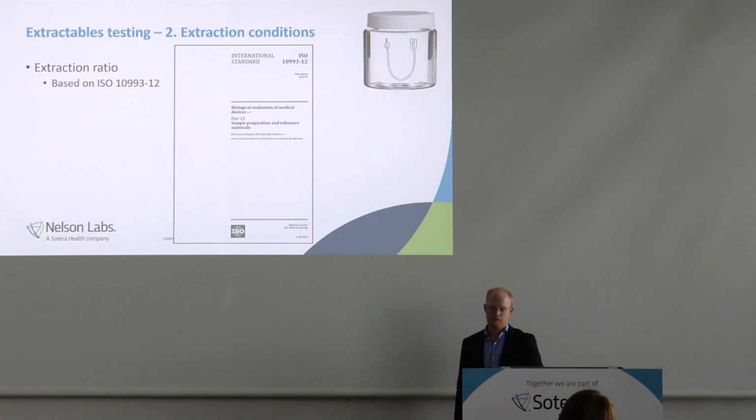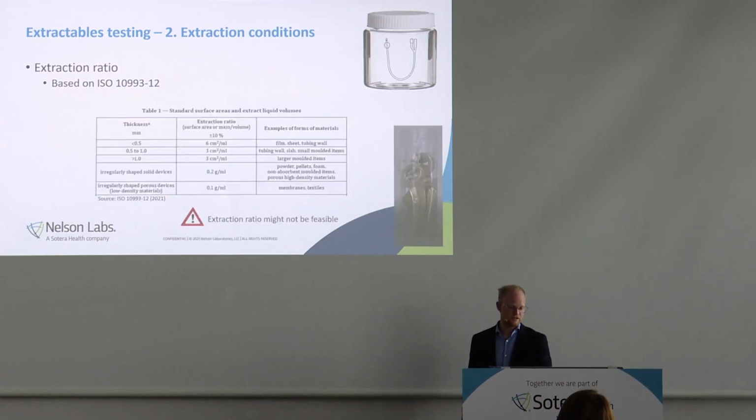We need to apply extraction conditions. For instance, the extraction ratio: basically we have one device, and how many milliliters of solvent are we adding to the device to make the extraction itself? We have this table from the ISO 10993 standards. It's easy. Well, in theory it's easy.